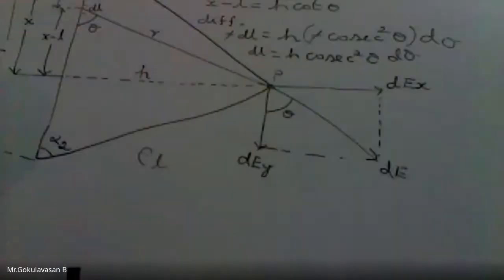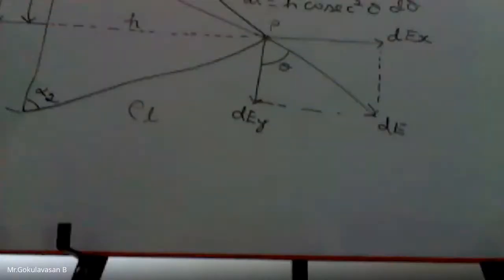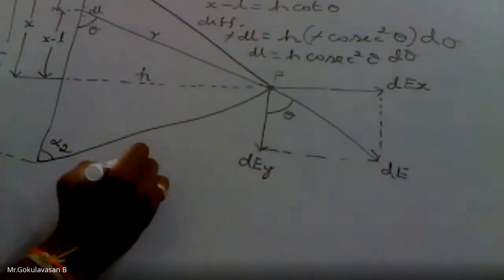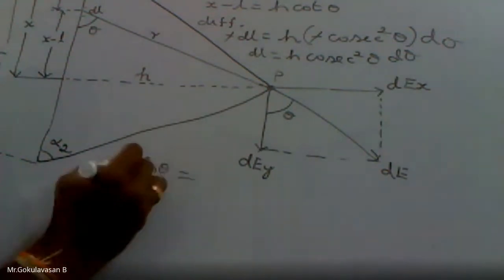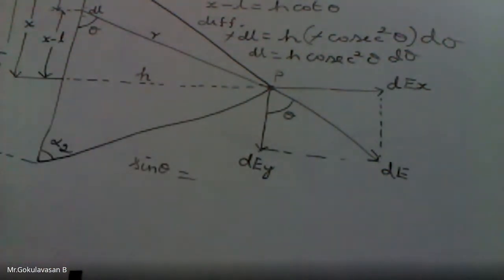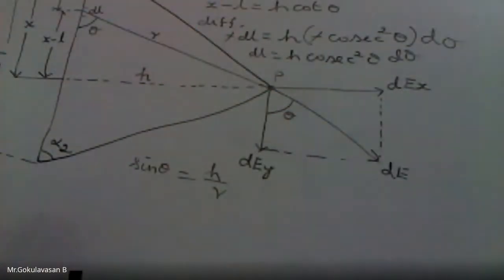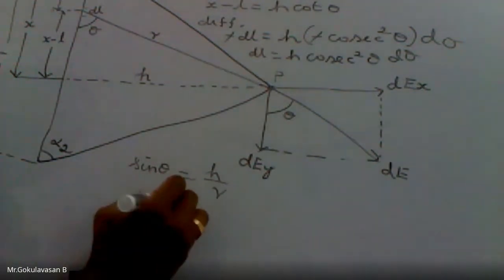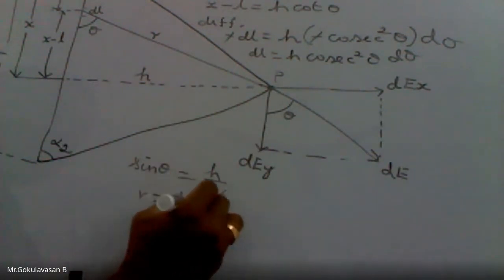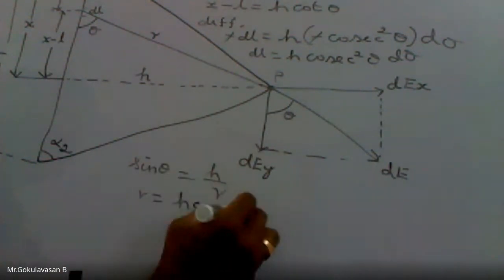Next case, in the same diagram, instead of cot theta, I am going to take sin theta. So what is sin theta? Sin theta is opposite side by hypotenuse, right? Opposite is h, so sin theta is h by r. My plan is to replace r in terms of h. So r will be equal to h by sin theta. And 1 by sin theta is cosec theta. It becomes r is equal to h cosec theta.